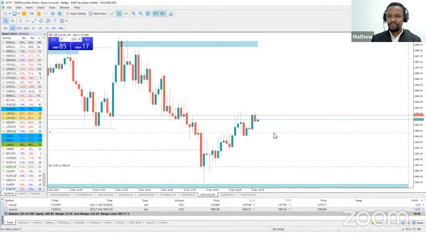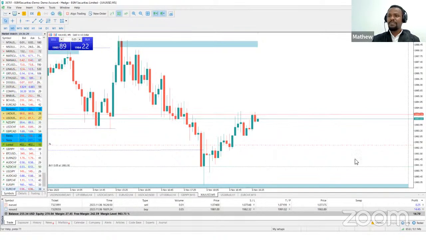So we want to scale out. Instead of leaving all the 0.05 running, we have $14. How about if we decide to close like 0.03 lots and leave 0.02 lots running? That is scaling out. Okay, that's scaling out.